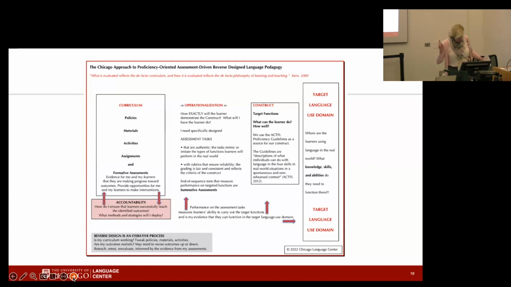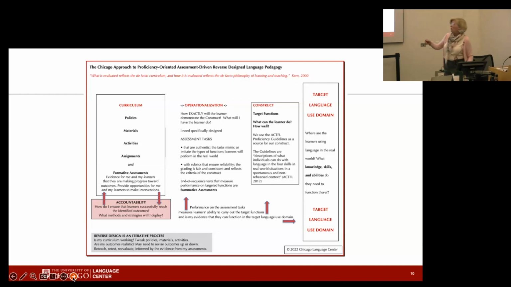So this is our model, and I'm going to teach it, basically just introduce it, I would say, and also point out how it is distinct from other reverse design models.